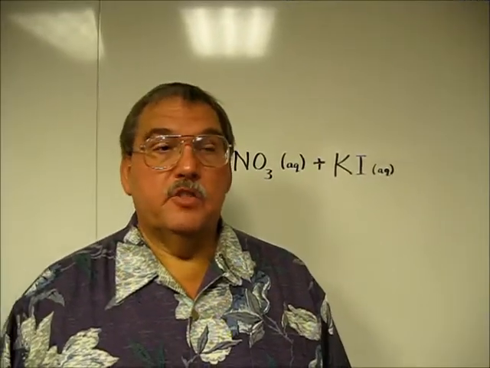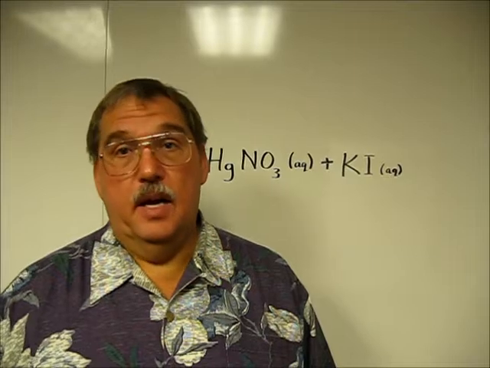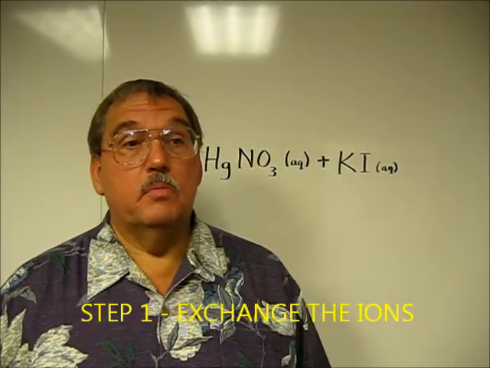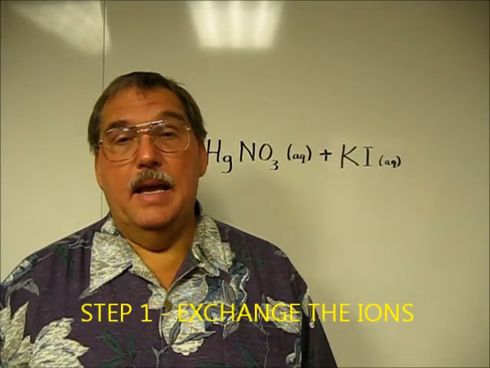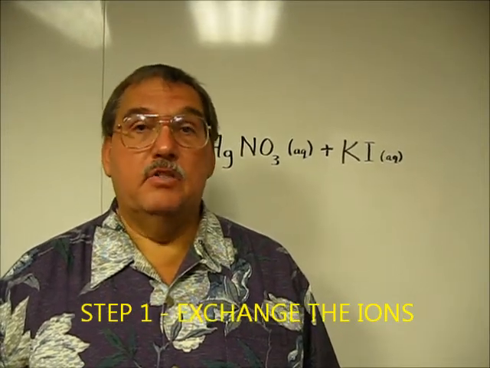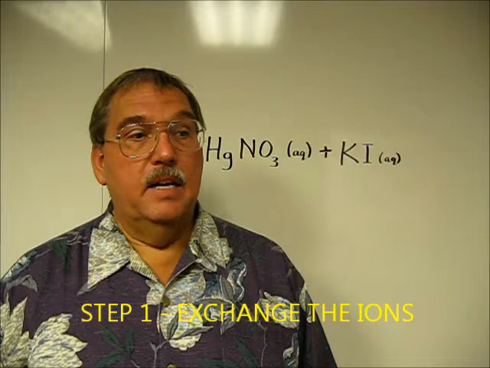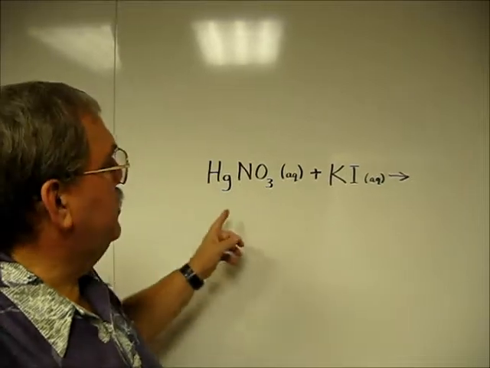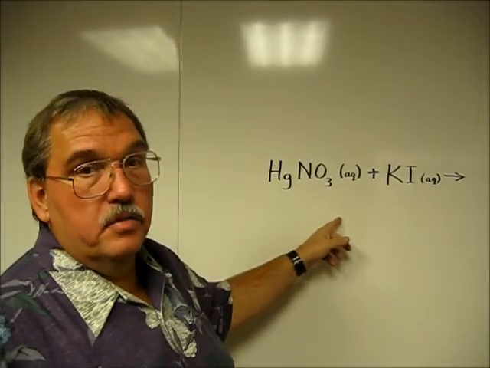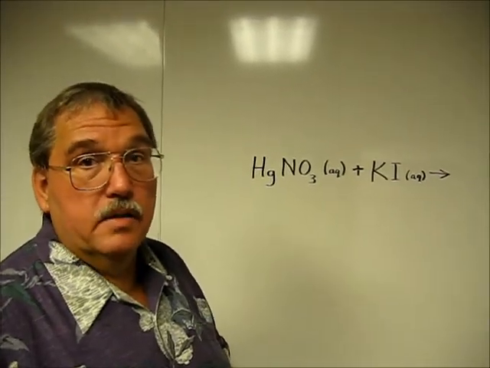In step 1 of this process, we will exchange the ions. We exchange the mercury cation with the iodide anion and the potassium cation with the nitrate anion. Because nitrate is a polyatomic ion, we treat it as the anion here. I've reproduced here the initial reactants. We're now going to exchange the ions.